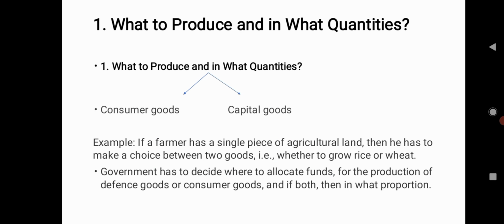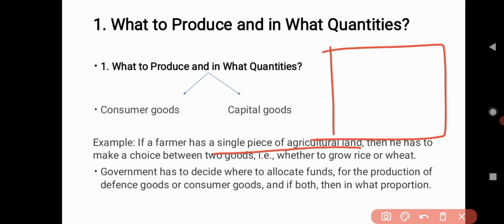Come with an example. For example, a farmer has a single piece of agricultural land. He has a single piece of agricultural land, limited resources, right? He has a limited resource. He will grow rice or wheat. He has to choose between both of them. Either he will grow more rice or more wheat.